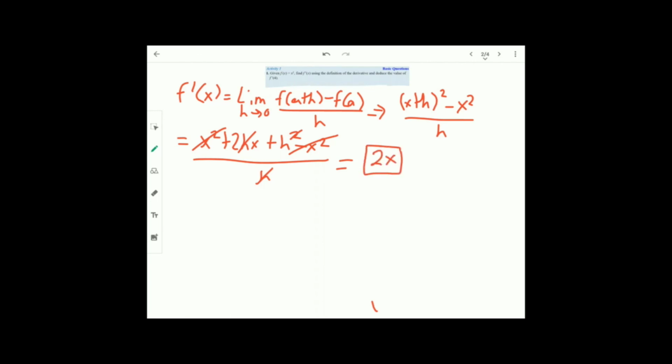But that's not the full answer. They want the value of f prime of 4. Very easy. We just have to substitute. So f prime of 4 is equal to 2 times 4, which is 8. So you guys can check your answer and we'll move on to the next point.